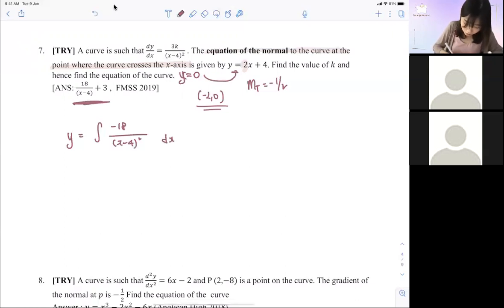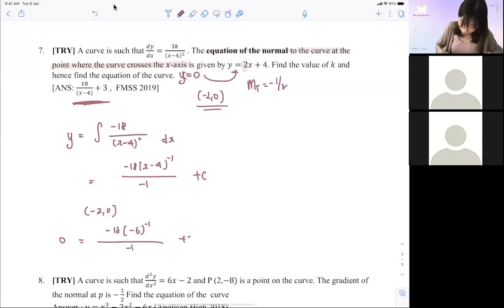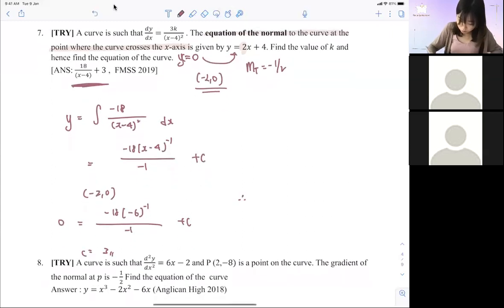Okay, then dx. So when you integrate this, x to the power of minus 4, power increased by 1 over the new power. Okay, integrate the input already, plus c. And then you can sub in, right? Minus 2 and 0. C equals to 3, what? Yeah.